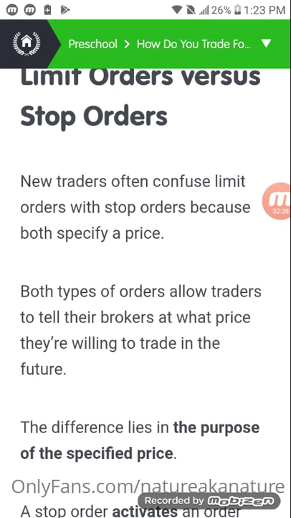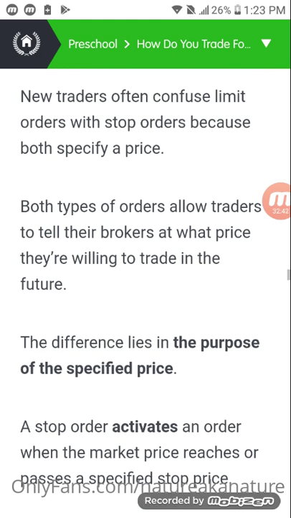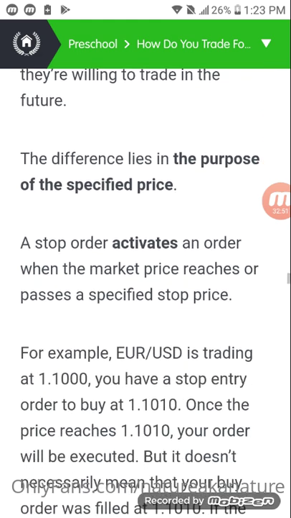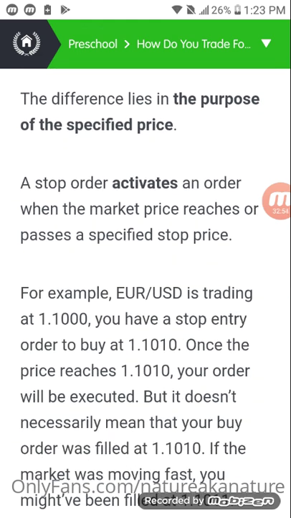New traders often get confused between limit orders and stop orders because they both specify a price, but both types of orders allow traders to tell their broker at which price they're willing to trade in the future. So these are very important to know. I just wanted y'all to know about stop orders, sell orders, buy limit orders, sell limit orders and market price orders. As far as buying and selling with market price orders, you can just go into your MetaTrader 4 app and buy and sell. Then you have the different types of pending orders, even trailing stop losses, where it'll trail you 20 pips.